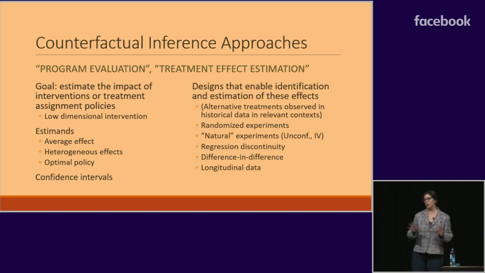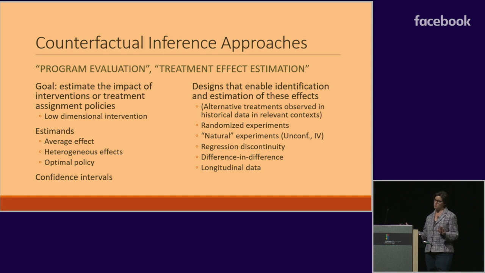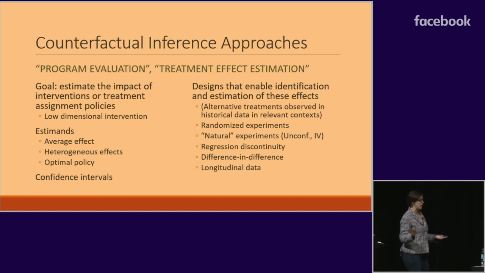So one category are natural experiments, and instrumental variables is one example, and I'll come back to that. Also, unconfoundedness would fall into this under some assumptions, and I'm going to go into those in some detail. Three others that I won't go into today, but that are also very, very popular for drawing causal inference in the social sciences. One is regression discontinuity.